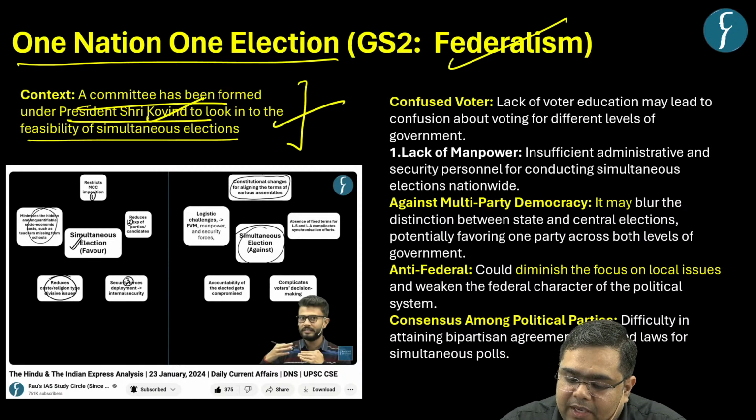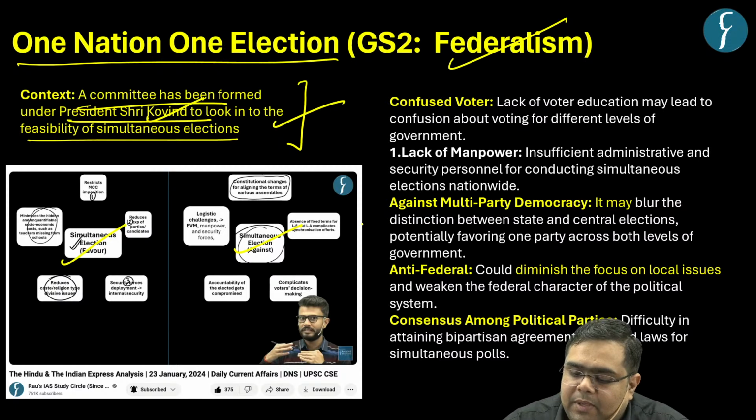So in that particular video we already discussed the merits, that is, the suggestions in favor of simultaneous elections, and then again we discussed the challenges that could come with respect to simultaneous elections in India. Along with this, we will just have a recap and value addition to these points.